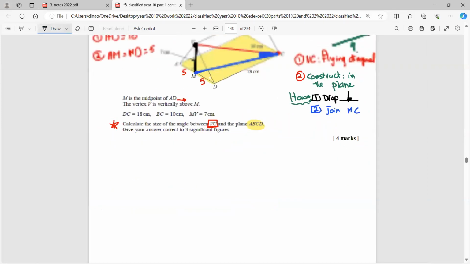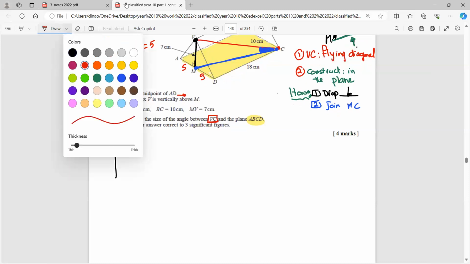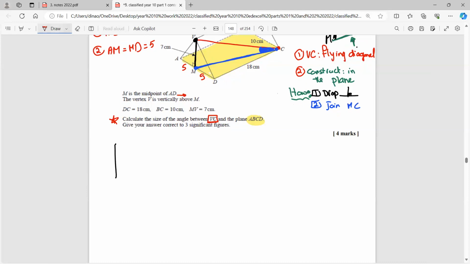Now let's take this triangle outside with the same colors. Okay. And let's see. So this is your construction and this construction must be done. I identify where is the 90 degrees, identify the letters and the sides that I have. I have VM which is equal to 7. This is the only side that I have.